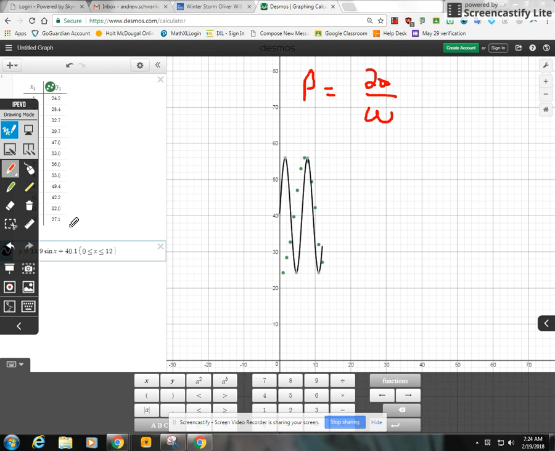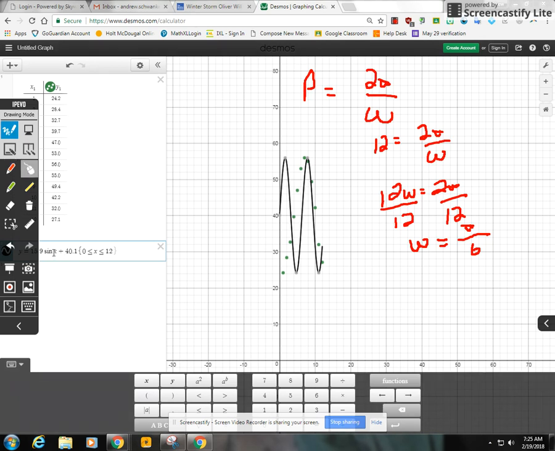Well, if our period is 12 because there are 12 months, then we get 12 equals 2 pi over omega. If you cross multiply, you get that 12 omega equals 2 pi. Then you divide by 12, and you get that omega is equal to pi over 6. So over here, in front of the x is where omega goes. We're going to put pi over 6.